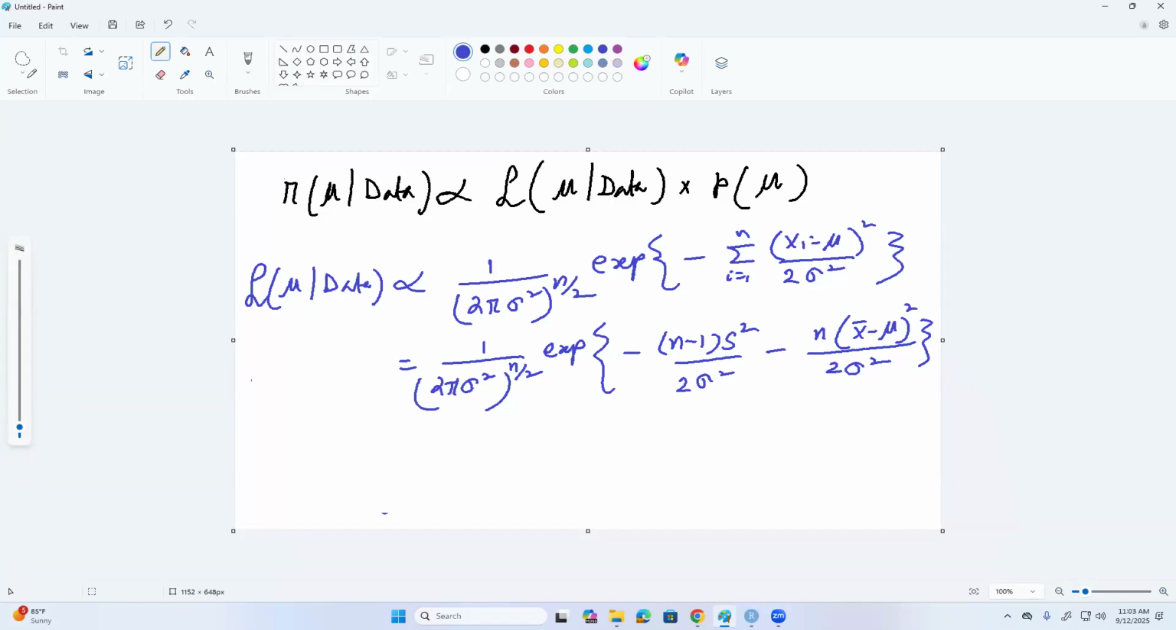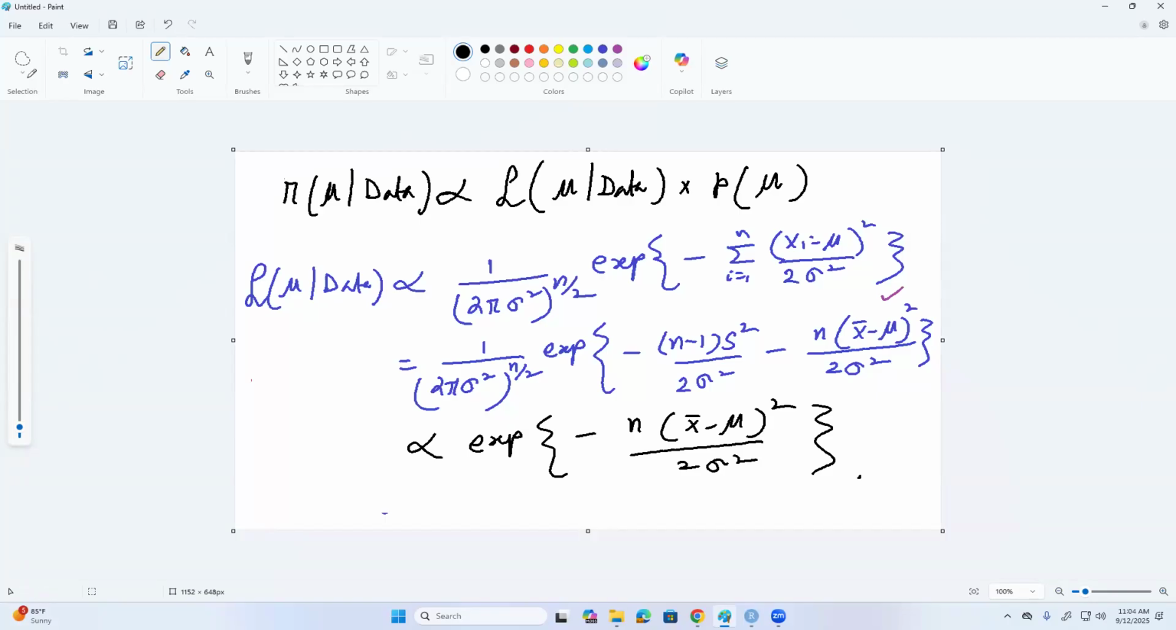So sigma square is known. I assume sigma square known. Which part of the likelihood will contribute to the posterior distribution of mu? Only this part, right? Therefore, I wrote this is proportional to e to the power minus n times (x bar minus mu) square over 2 sigma square.